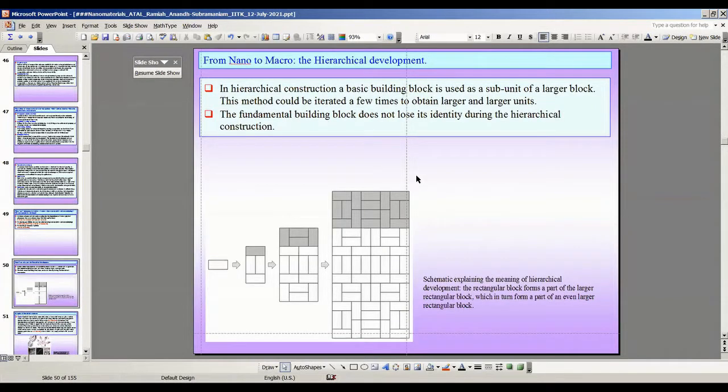I'll just tell you briefly what hierarchical structures are. We talked about them. So this hierarchical construction is important along with a concept called self-assembly. And this is important because a single nanostructure itself cannot be amenable to an application. We need to make a structure which is much larger. And you can do that by taking a brick, for example, and you can make a larger brick made of 4 of them.